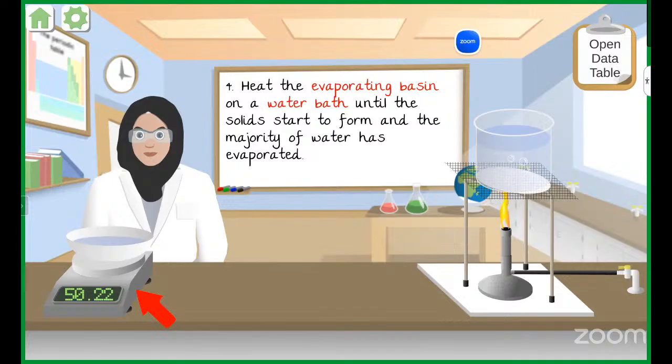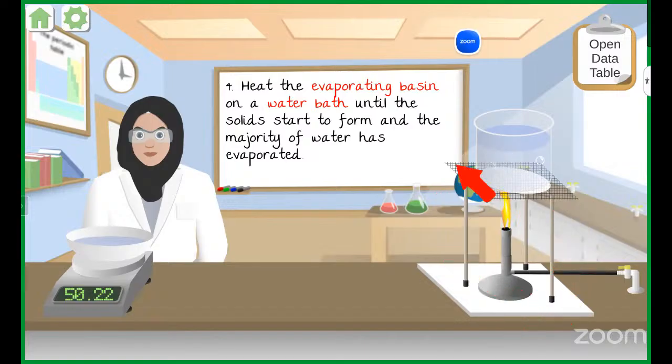Heat the evaporating basin on a water bath until the solids start to form and the majority of water has evaporated. Good. So they want us to heat the evaporating basin on a water bath. This is a water bath here. We have the Bunsen burner. There is a wire gauze and the tripod.